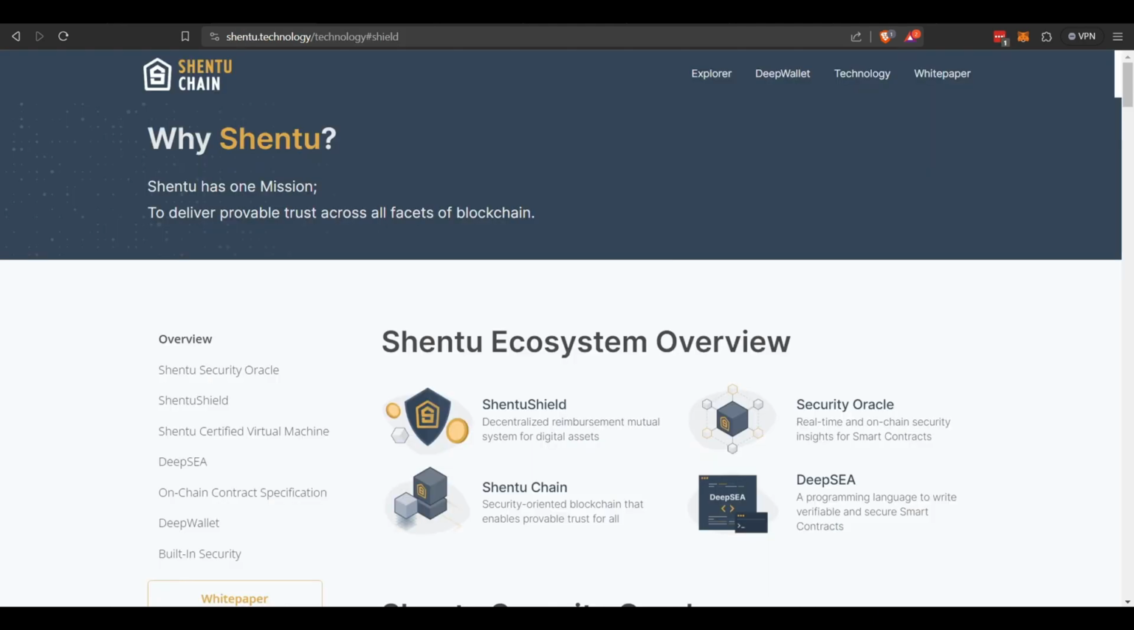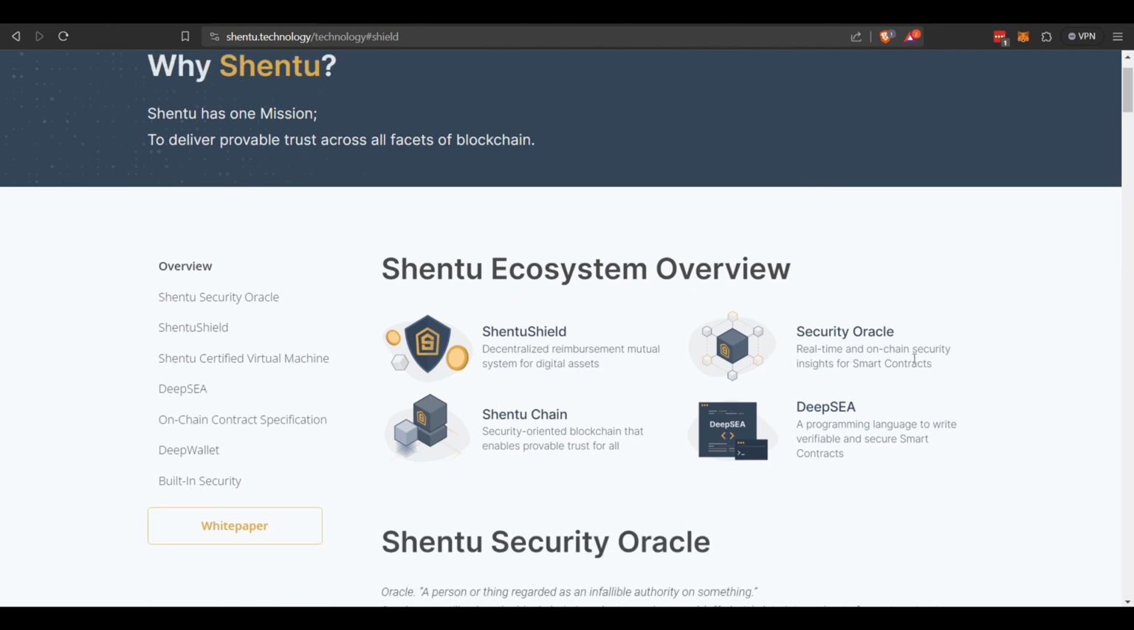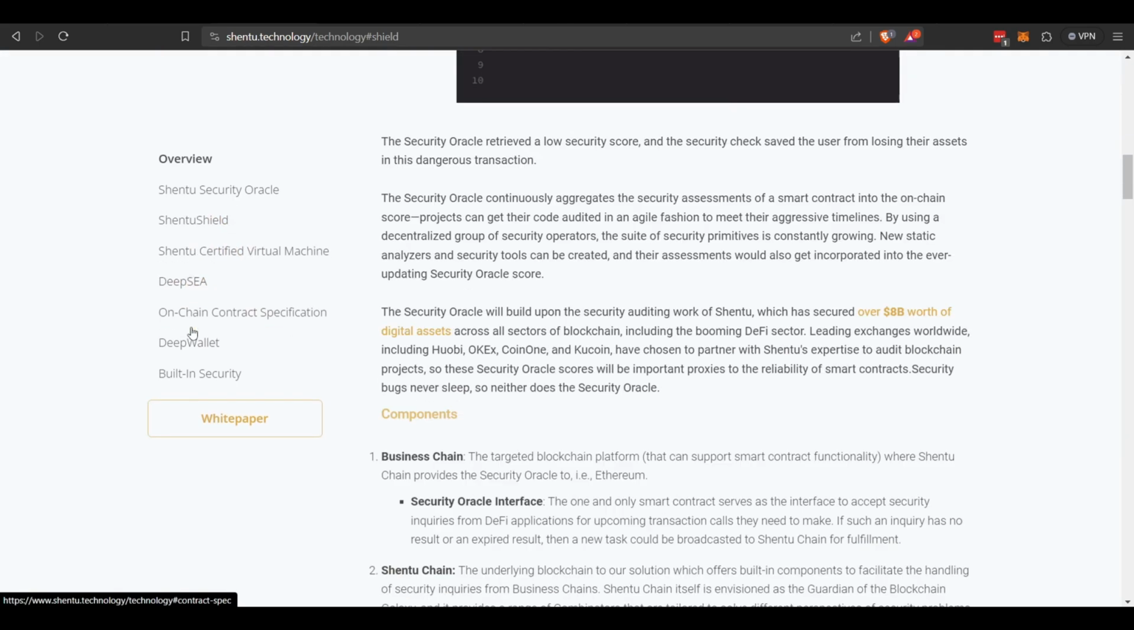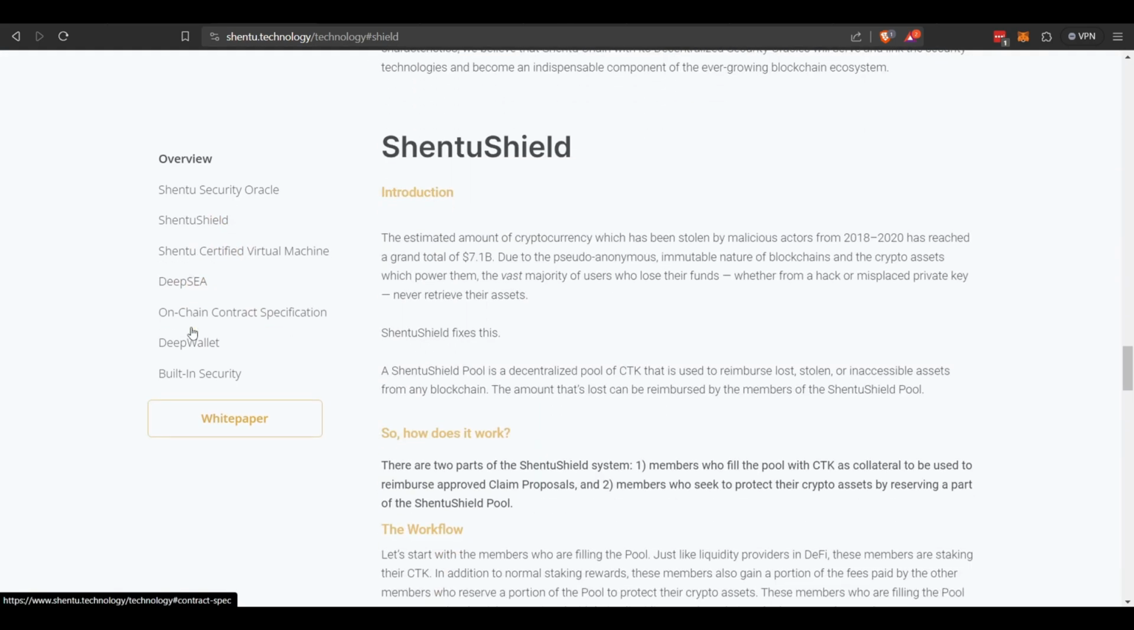So let's get back into here and look at some of the products that they offer. Today I'm going to discuss Shentu Shield and the Shentu Security Oracle. The Shentu Shield is a decentralized pool of CTK that is used to reimburse lost, stolen, or inaccessible assets from any blockchain. So how does it work?